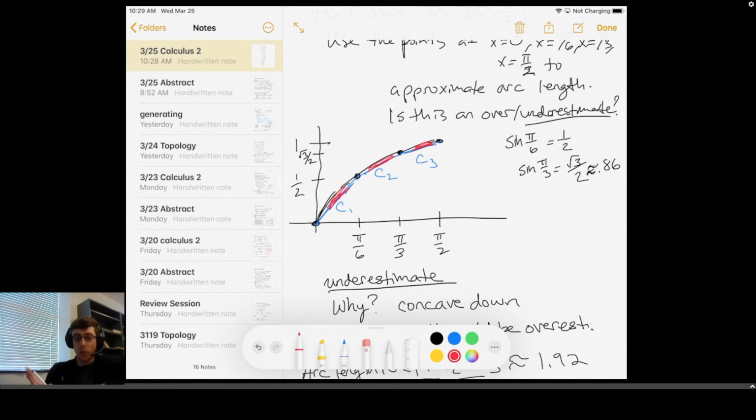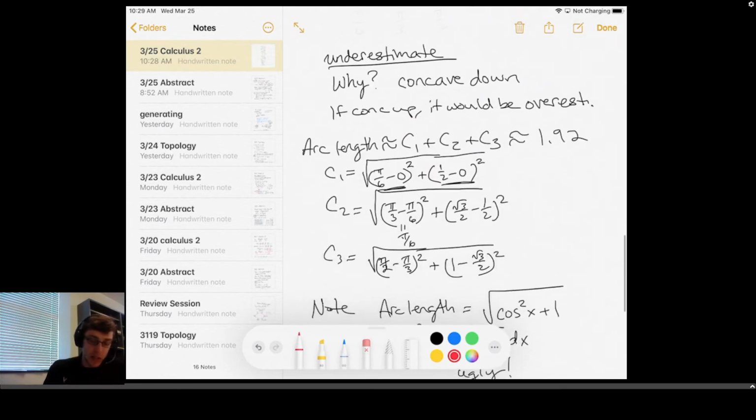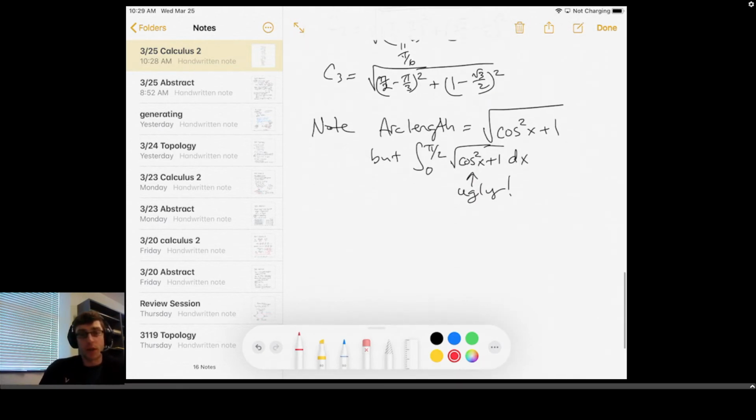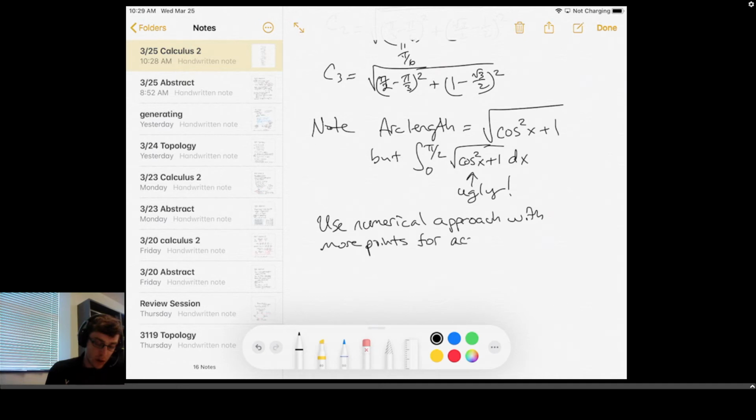Yeah, just use more points, which gives us closer intervals. So if we took 20 points in between 0 and pi over 2 and connected the lines, we would get a much more accurate approximation. So: numerical approach with more points for accurate approximation.